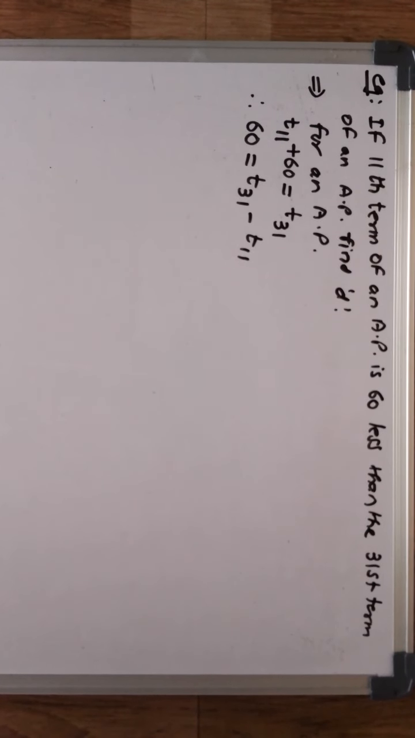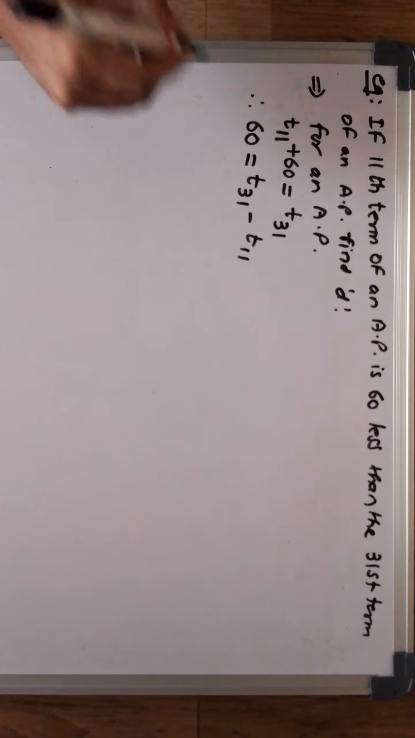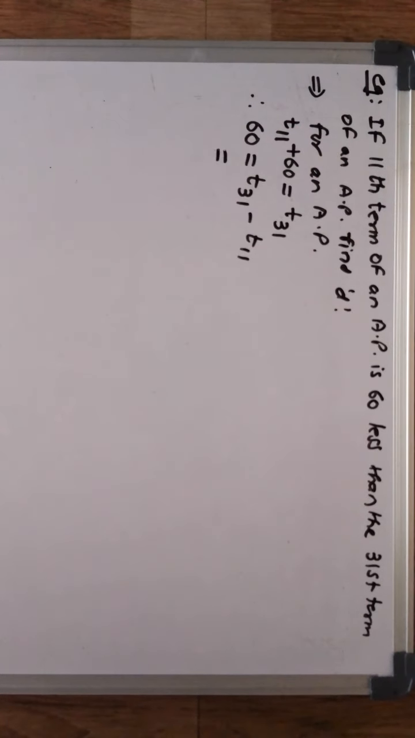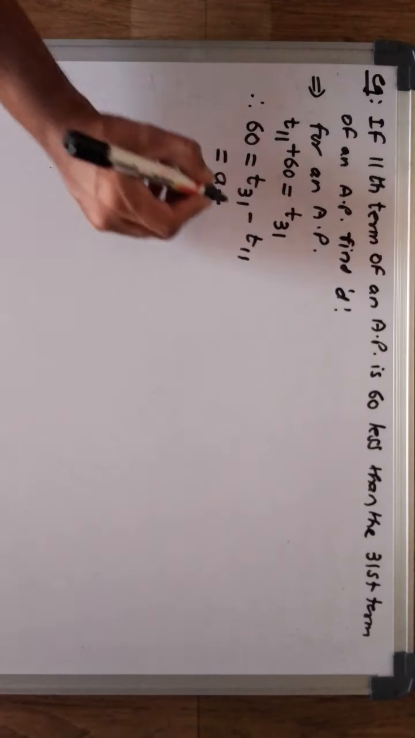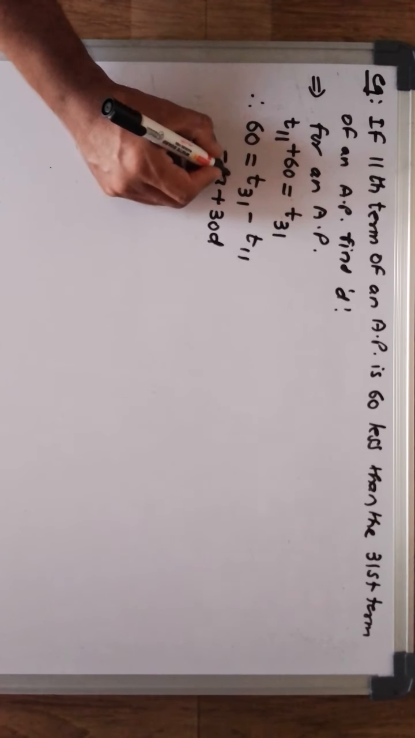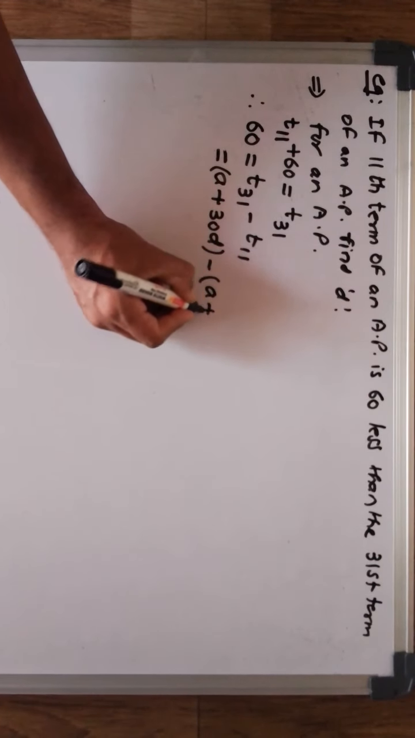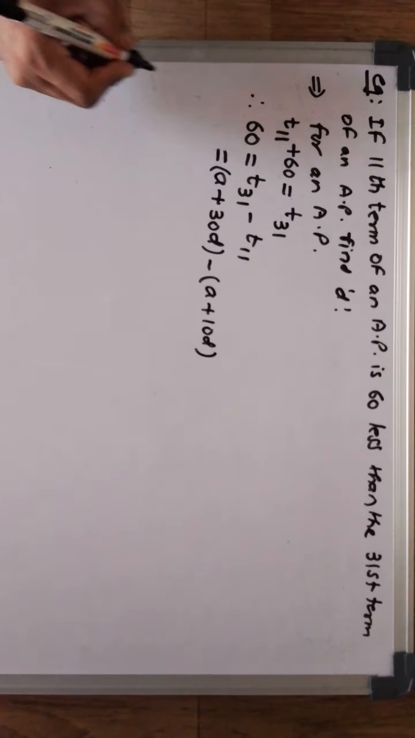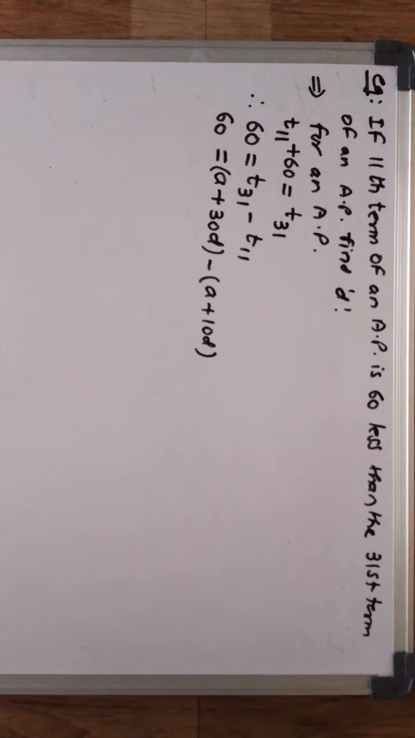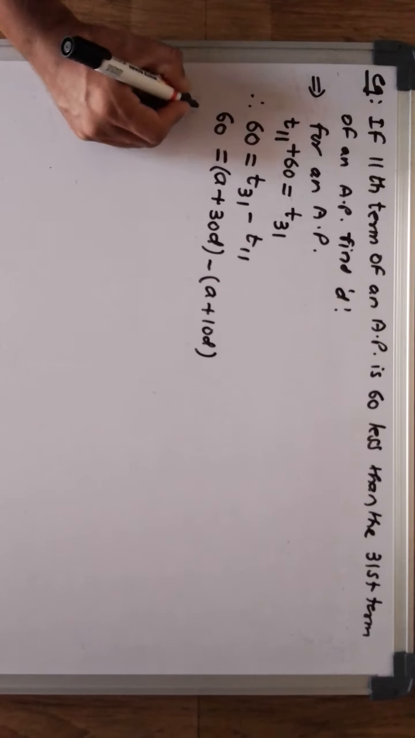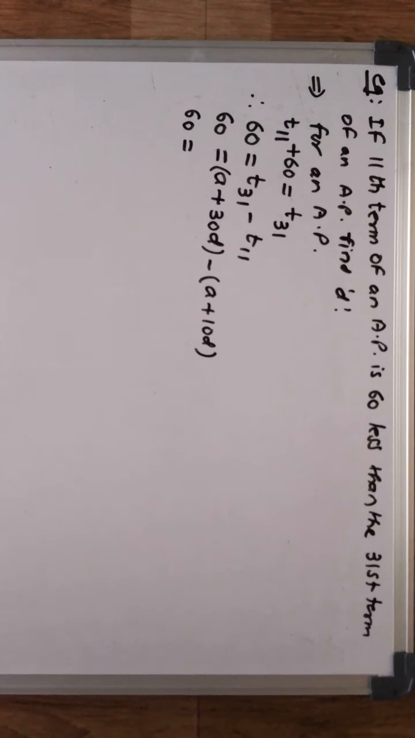Now what will Samir sir do? Samir sir will use the general term formula. That is, term 31 will be written as A plus 31 minus 1, that is 30D, minus term 11, which will be written as A plus 10D, right? And this will be your 60, right? So this will be your 60, opening the bracket.